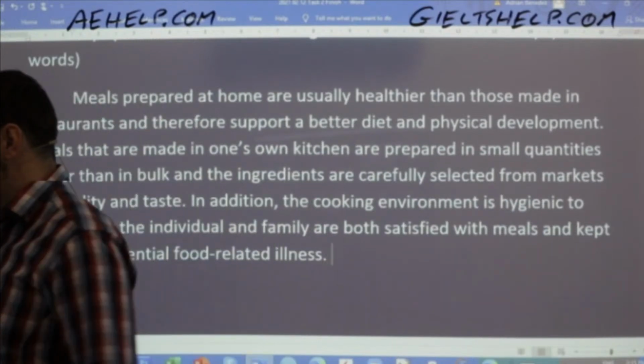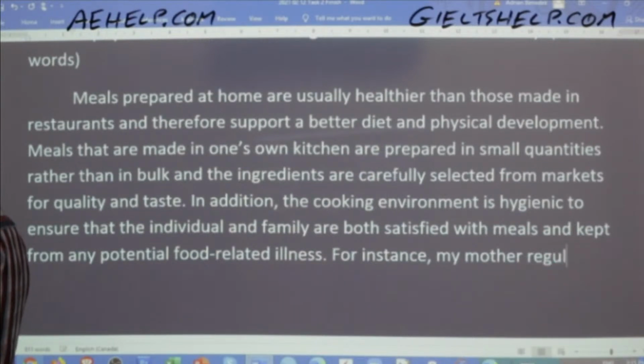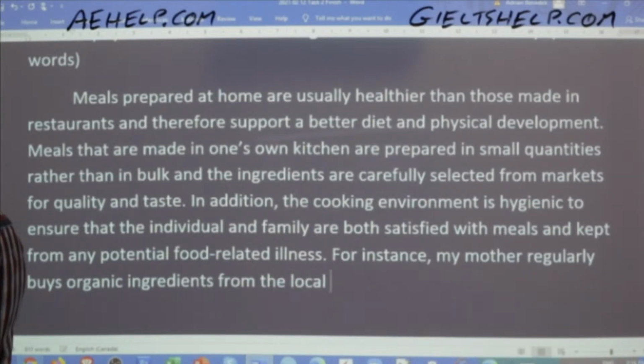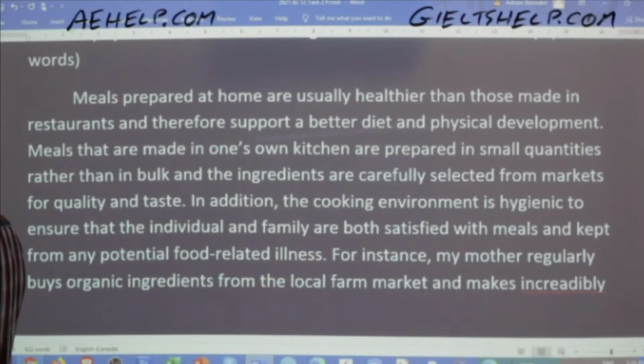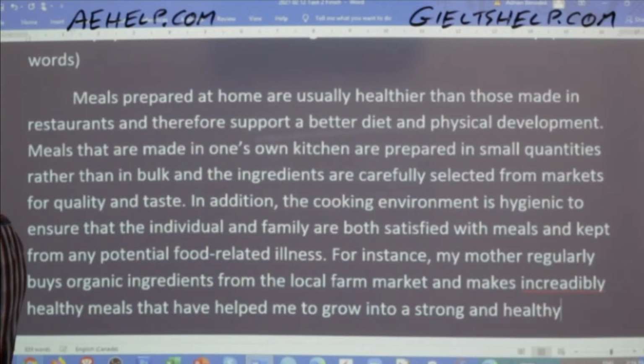Okay, now my example, right? For instance, my mother regularly buys organic ingredients from the local farm market and makes incredibly healthy meals that have helped me to grow into a strong and healthy adult.